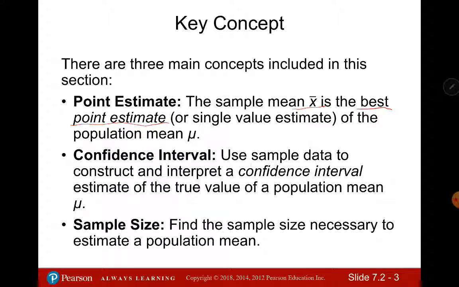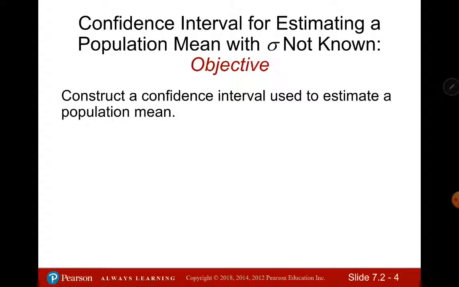And for the confidence interval, again, we still use a range, an interval, to estimate the true value mu. The last topic is still finding the sample size, the minimum sample size we need for the estimating.